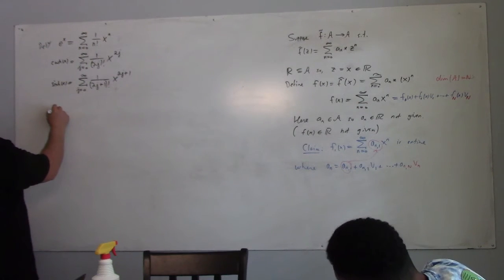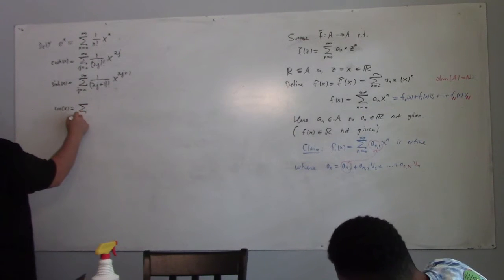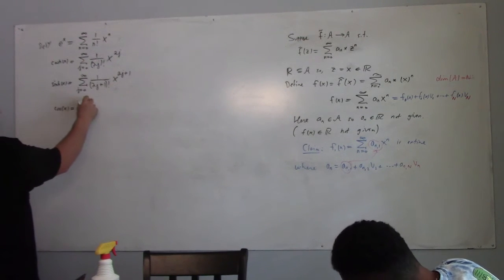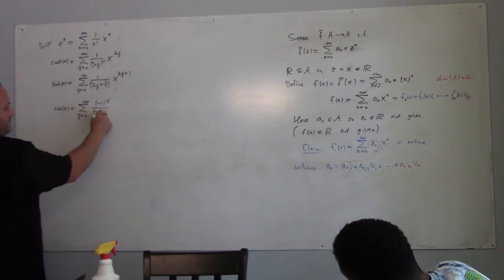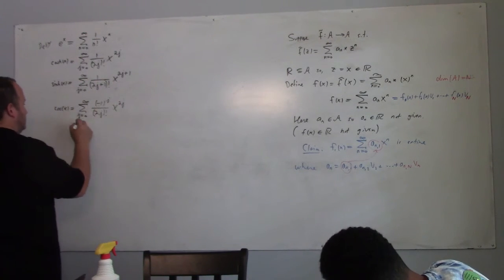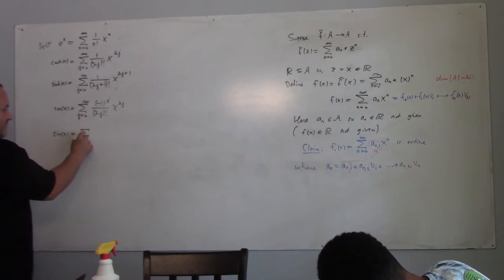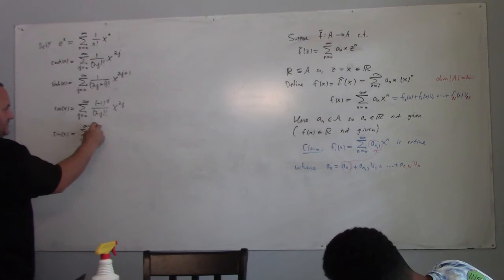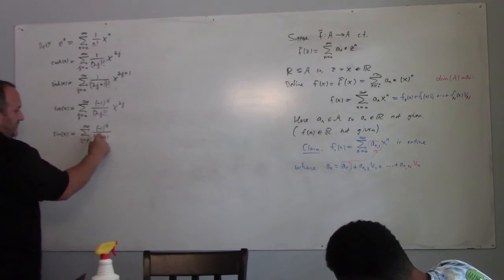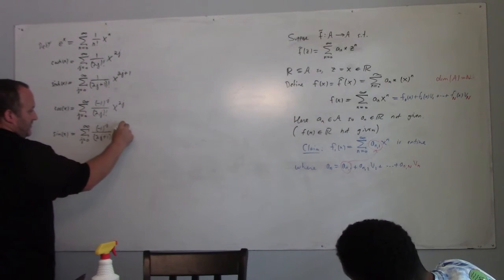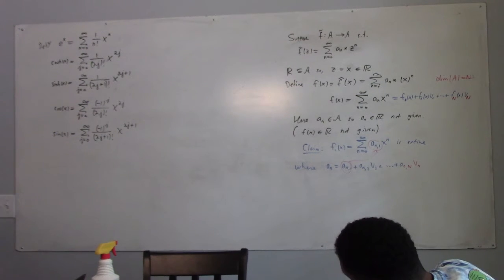And then of course your cosine of x is the sum j equals 0 to infinity of minus 1 to the j over 2j factorial, x to the 2j. Sine of x is the sum j equals 0 to infinity of minus 1 to the j over 2j plus 1 factorial, x to the 2j plus 1. There's the usual suspects right there.